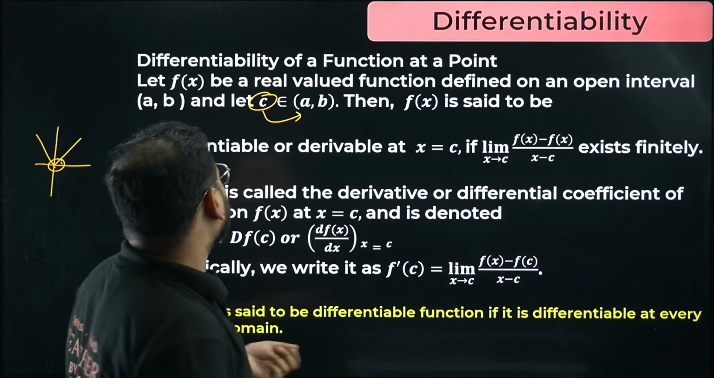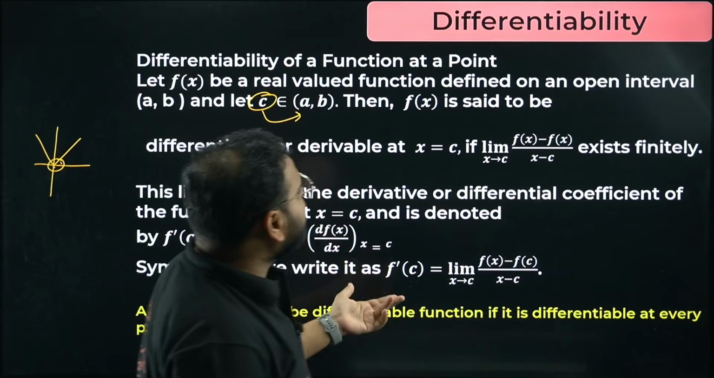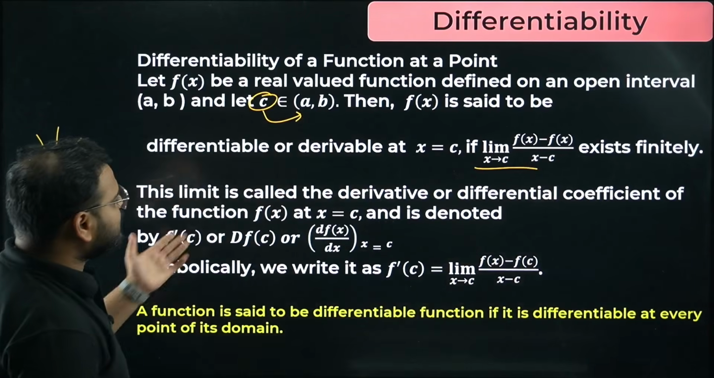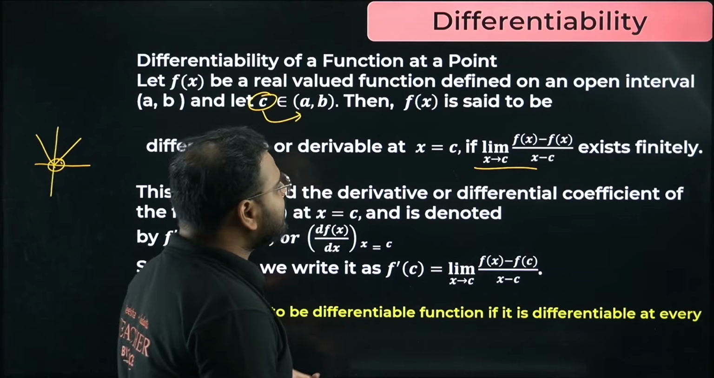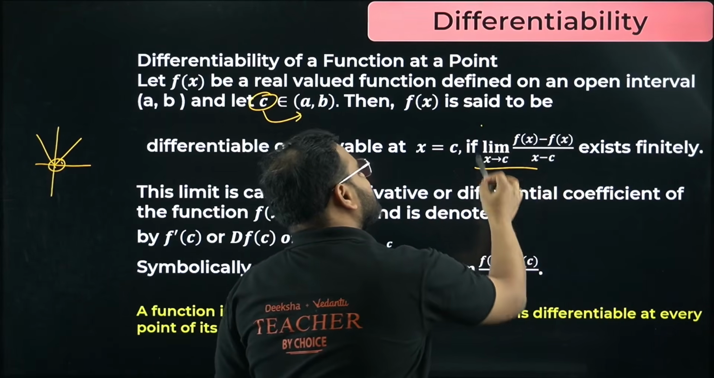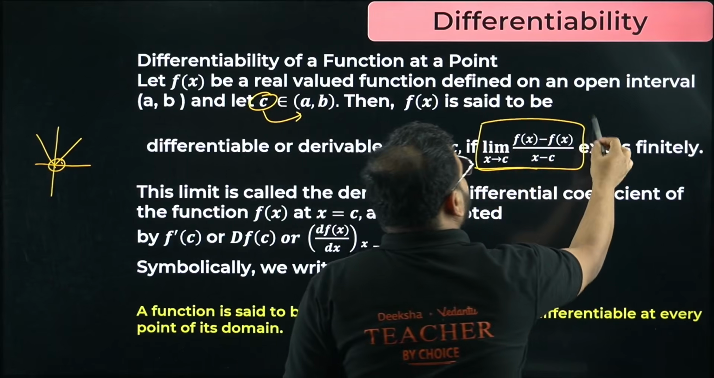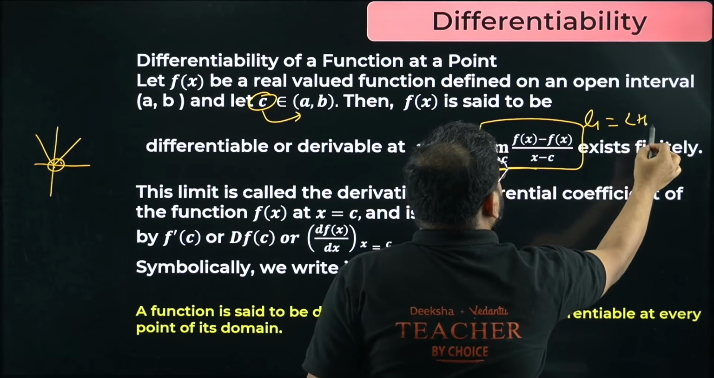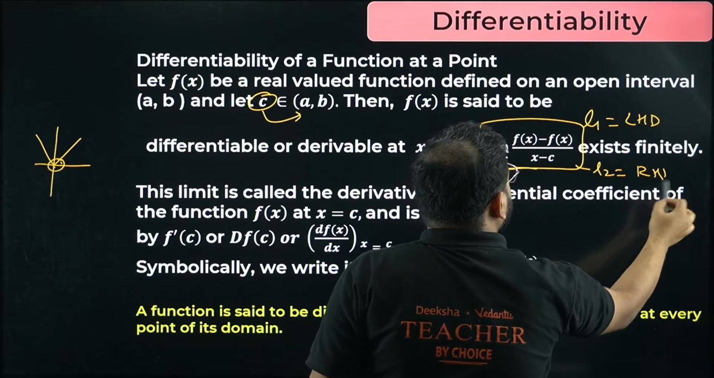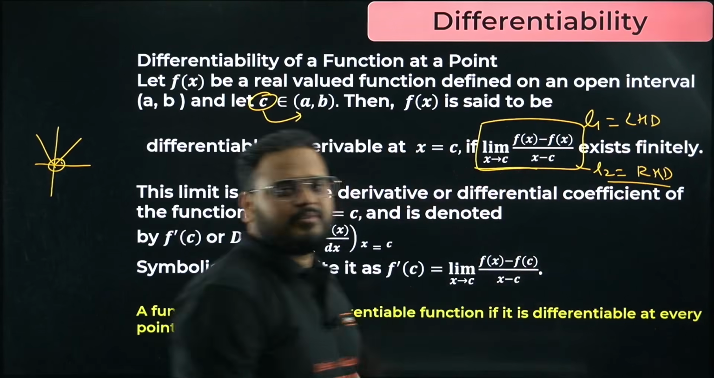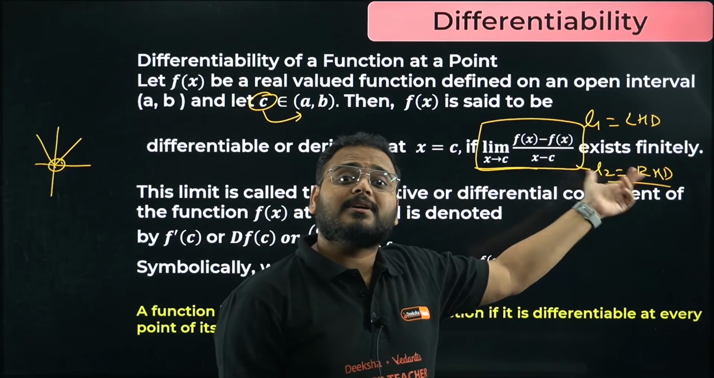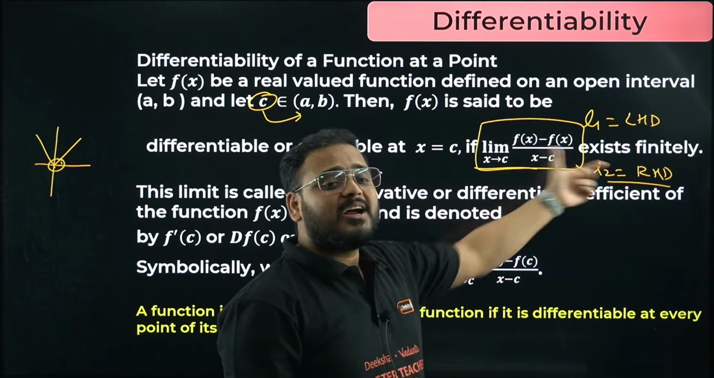Then f(x) is said to be differentiable or derivable if the limit exists finitely, and this limit is called the derivative or differential coefficient. This limit L1 is called the LHD, and this limit L2 is called the RHD, the left hand derivative and right hand derivative. When they become equal to each other, the limit exists.